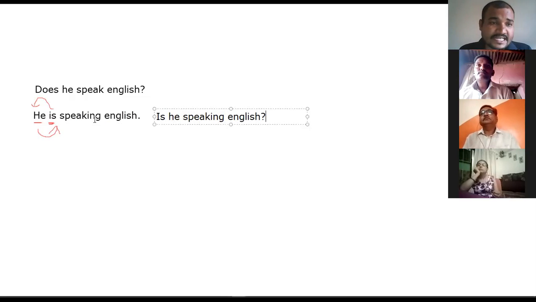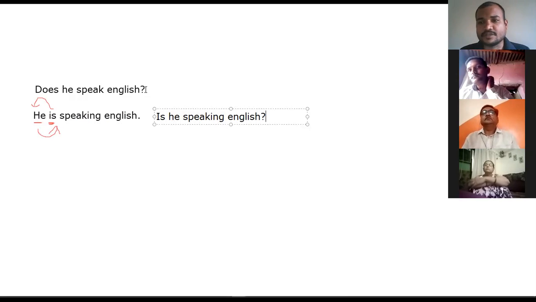Understood? We just replace the subject with the helping verb. Okay. We are just replacing the subject with the helping verb. If it is simple present tense, we are just taking the s or es to the helping verb. And at the end, we are just adding a question mark. Only 3 modifications. Right? Now, one more example.